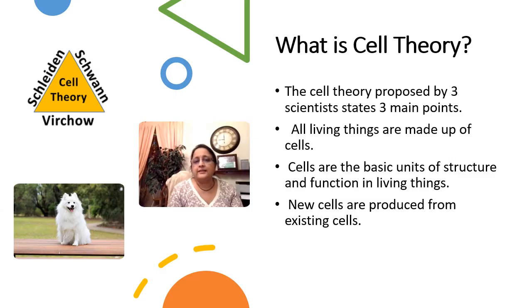So what is cell theory? The cell theory was proposed by those three scientists, Schleiden, Schwann, and Virchow, and they made three main points. The first one is all living things are made of cells. The second is cells are the basic units of structure and function in living organisms. Third, new cells are produced from existing cells. This is a very important fundamental aspect of the cell theory.